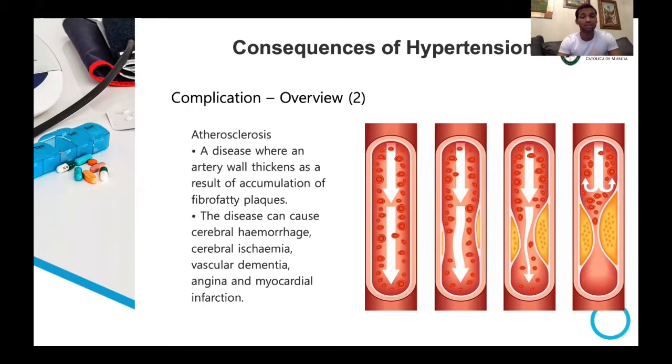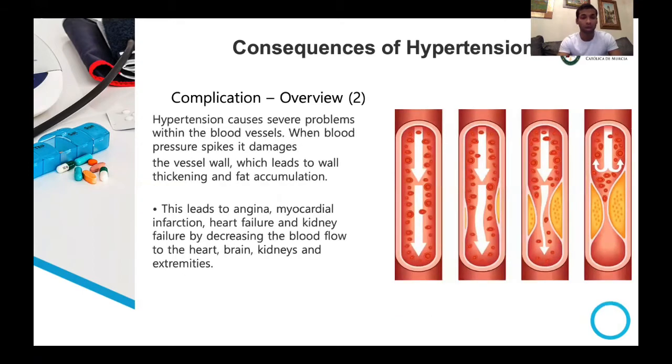So this disease can even cause a cerebral hemorrhage, cerebral ischemia, and diseases like vascular dementia, which I just told you about. So these are the problems that we could face. Okay, another part, the complications.